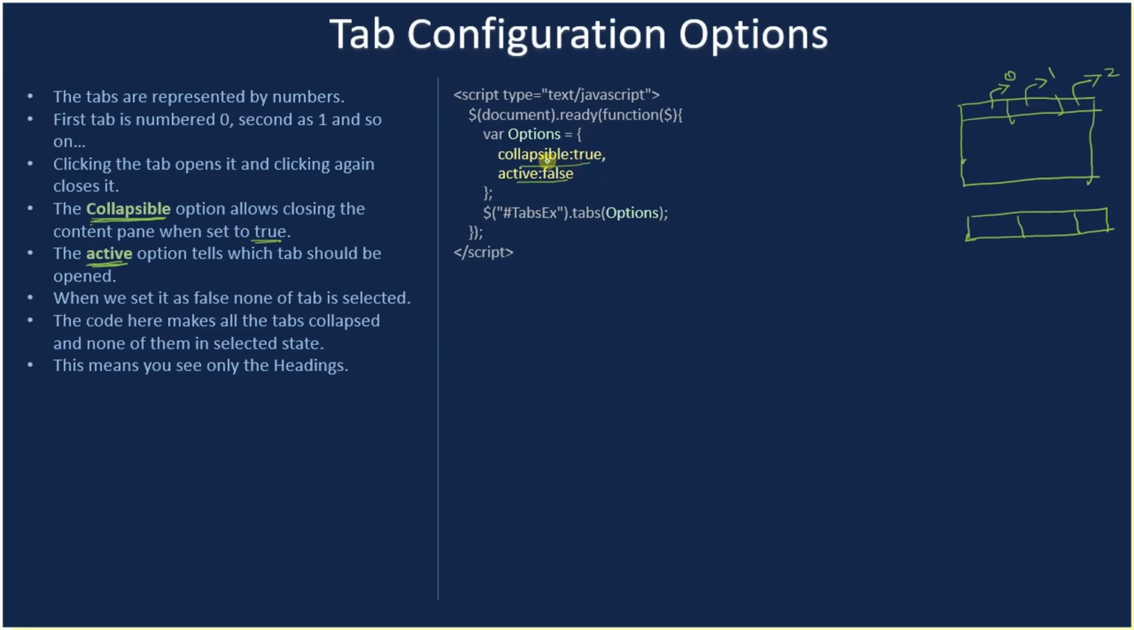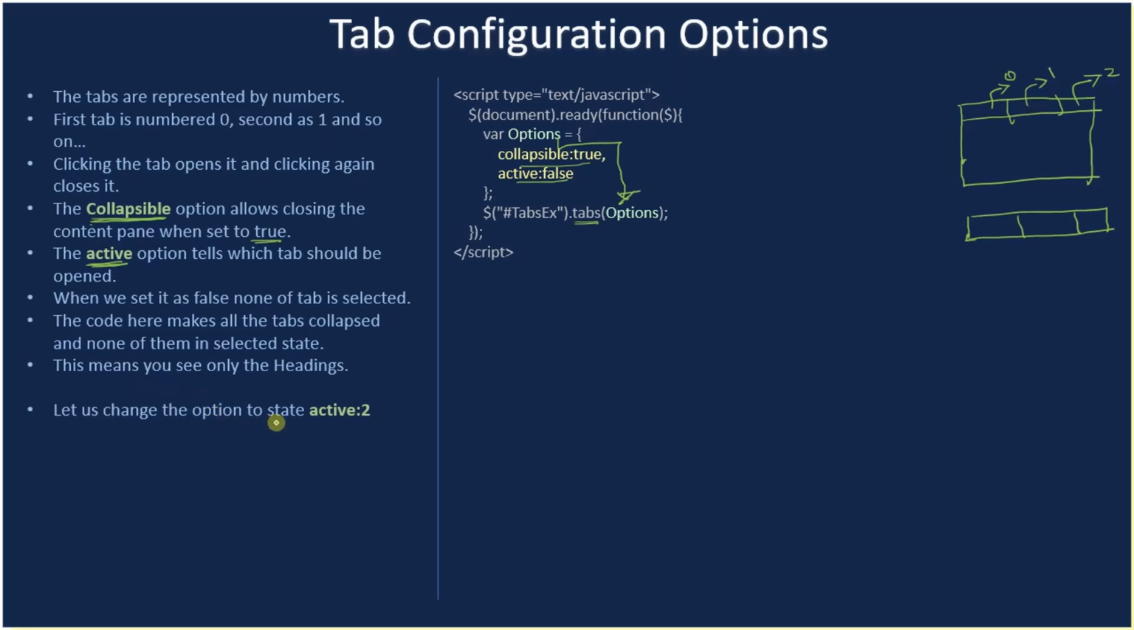Two property we are using. Collapsible is true. Then in the active we are not specifying 1, 0 or 2. We simply state false. That means all tabs are in collapsed state. Finally, when we are creating the tabs, we already saw this function, right? Tabs. To these tabs, we are passing this option, right? Here we used 2 options and the options are separated by comma. The first option is collapsible, colon, value is true. Second is active, colon, value is false.